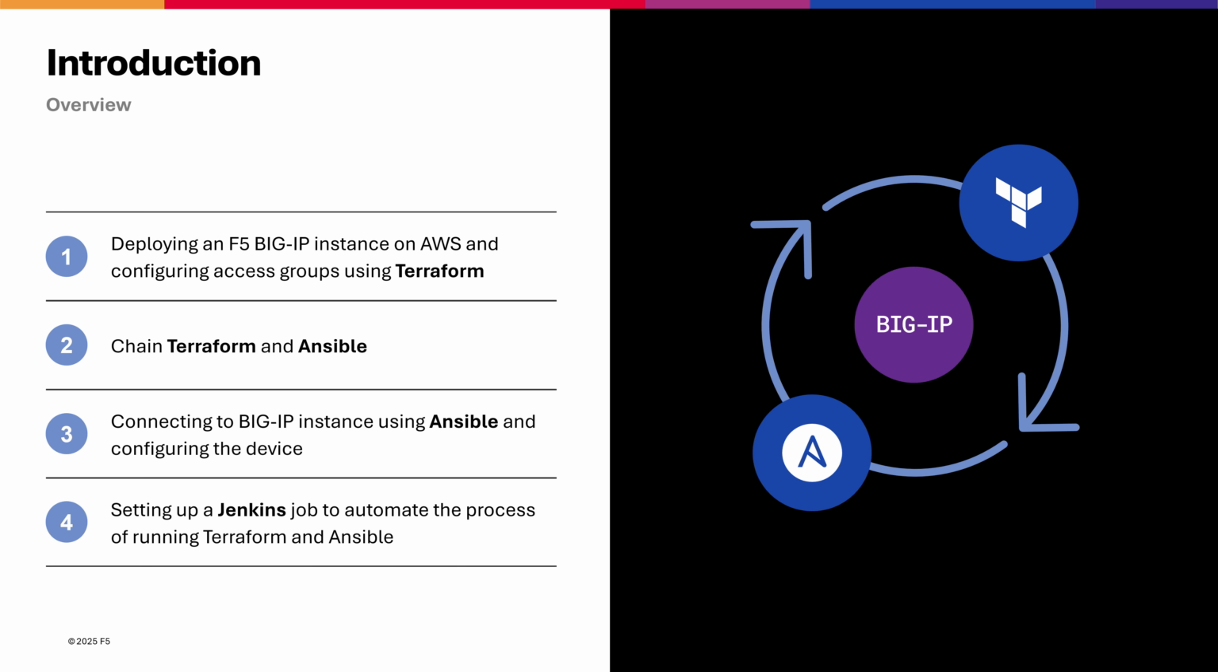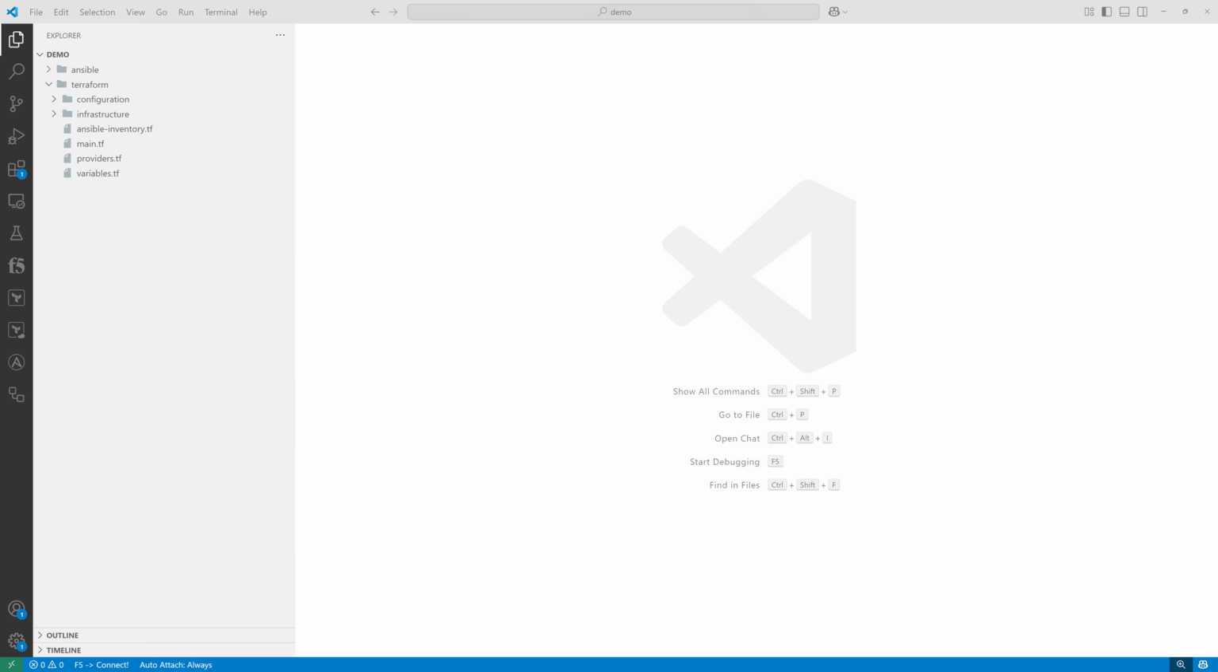Lastly, we set up a Jenkins pipeline to automate the process of running Terraform and Ansible. This simple setup allows us to quickly deploy and configure an F5 Big IP instance in AWS, making it easy to manage and maintain. Let's take a look at the demo.